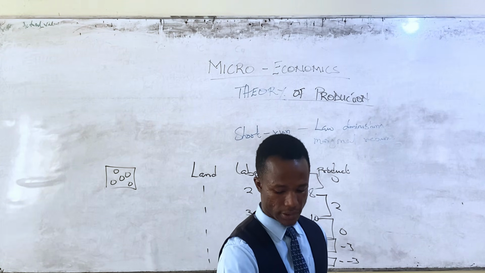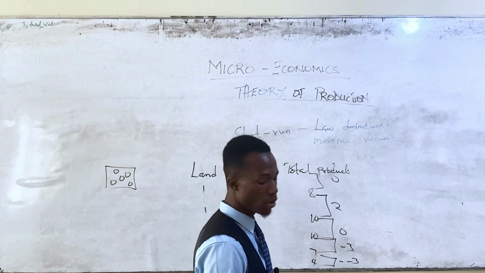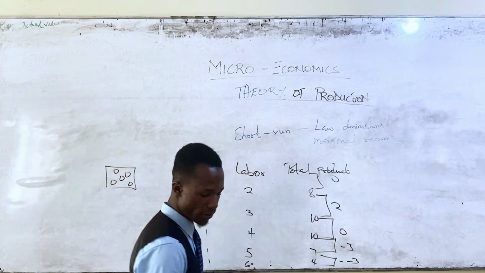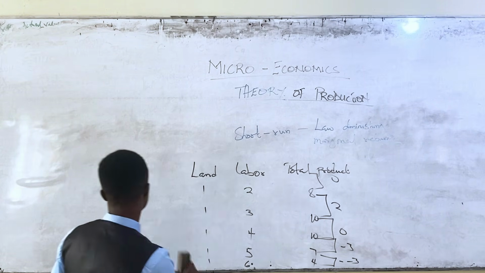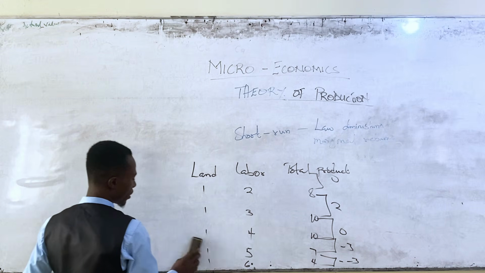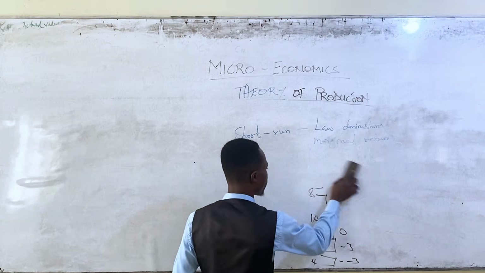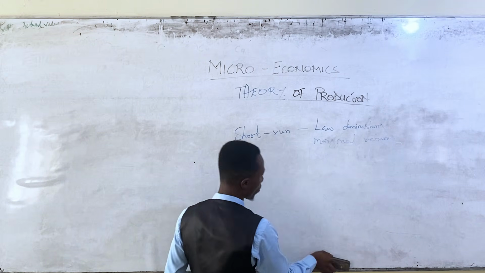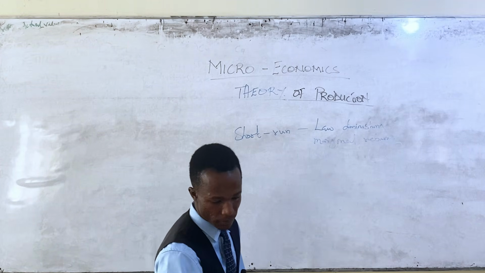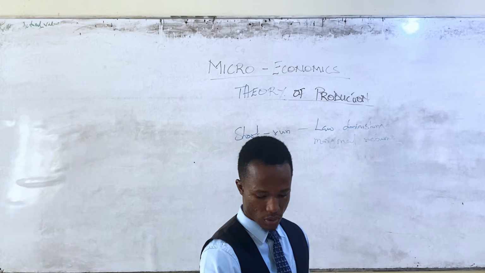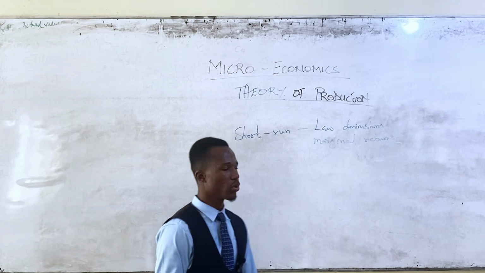So let's look at the production function. This is where we'll be looking at the average cost curves, total cost curves, and the rest. So let's first look at the total product.